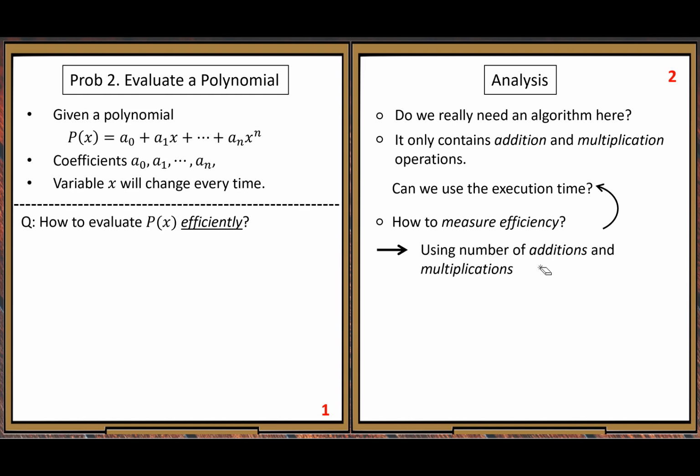All right. So here we use the number of additions and number of multiplications, more stable. Number of operations, more stable. Okay, all right. Now let's try it. Let's work on it. So for the given polynomial, let's count number of additions, number of multiplications. How about that? Can we do it?